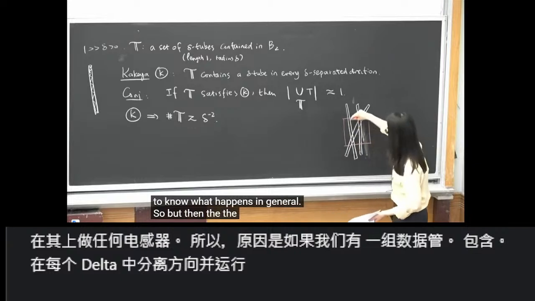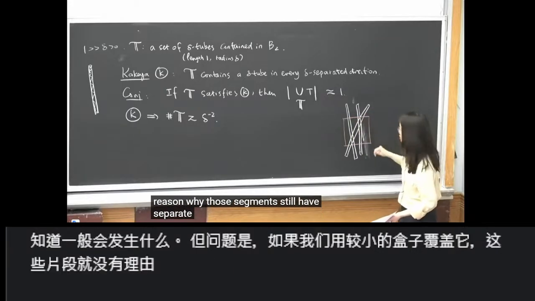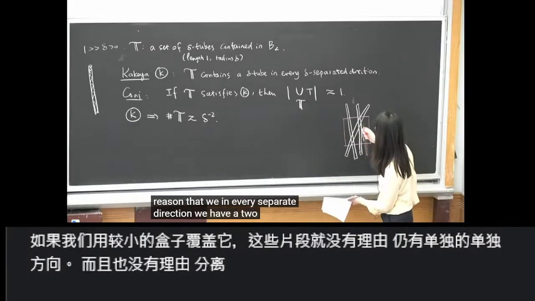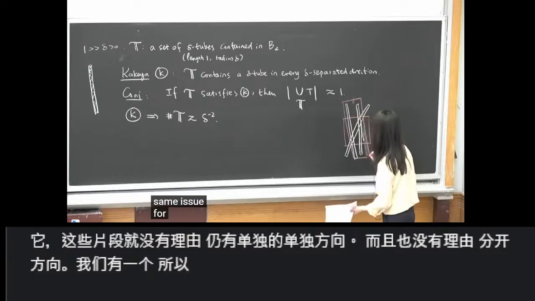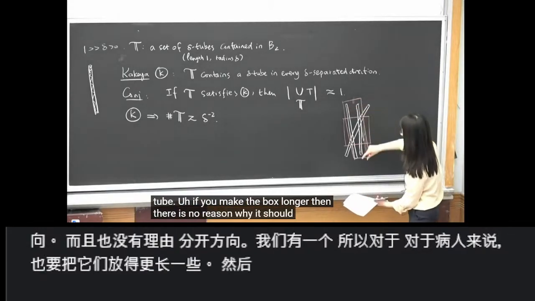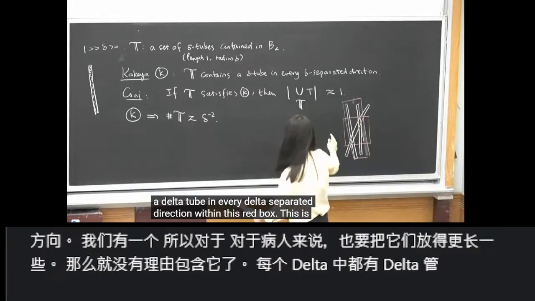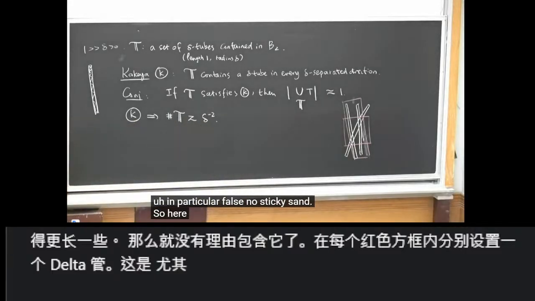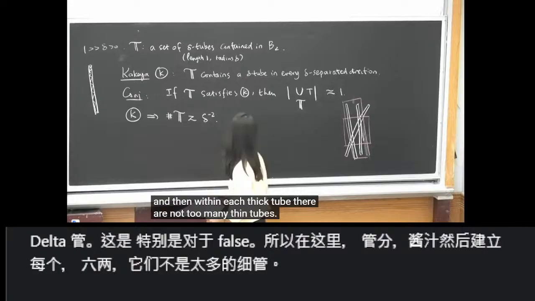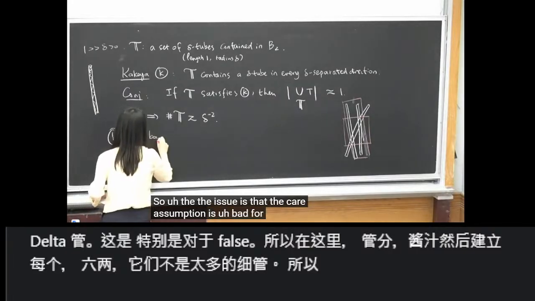But the issue is that if we cover it by some smaller boxes, there is no reason why those segments still have separated directions, and also no reason that in every separated direction we have a tube. And it's the same issue for those thick tubes. If we make the box longer, then there is no reason why it should contain a delta tube in every delta separated direction within this red box. This is in particular false for non-sticky sets. Here the tubes are sort of sparse, and within each thick tube there are not too many thin tubes. So the issue is that the Kakeya assumption is bad for induction.